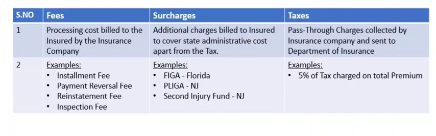The third kind of charge that you see, which is very common, is taxes. It's basically a pass-through charge collected by the insurance company and sent to the Department of Insurance. It could be 5%, 2%, based on your state. And it could sometimes be state tax or federal tax. It could differ, but the concept is simple. Taxes are charged on your total premium.